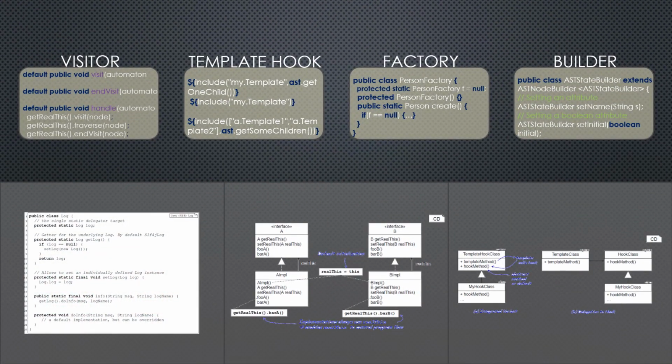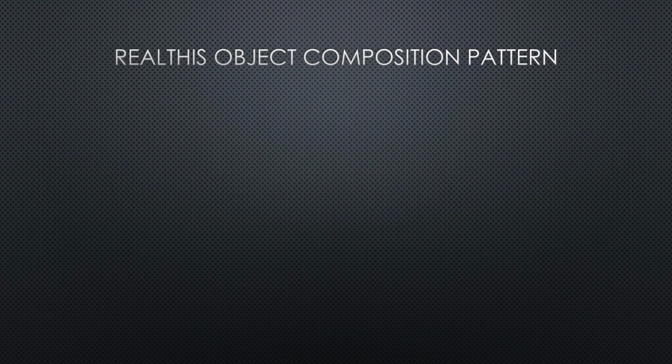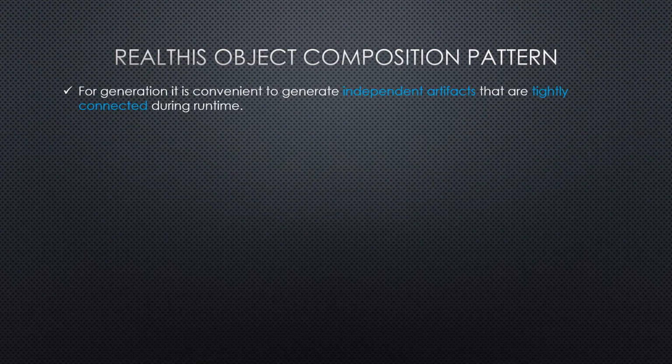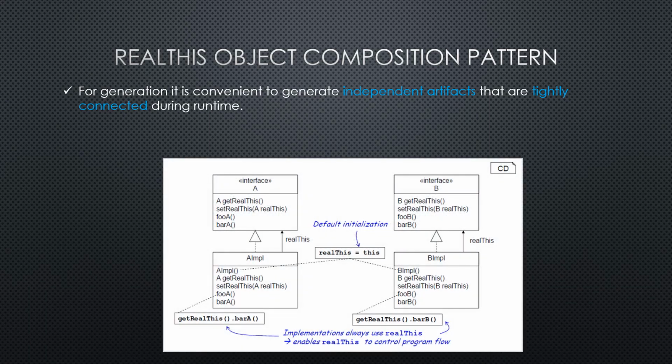RealThis object composition pattern. When generating code, it is convenient to generate independent artifacts that are tightly connected during runtime, especially when parts of classes originate from different generators. This class diagram shows how components use RealThis instead of this to enable a close collaboration.